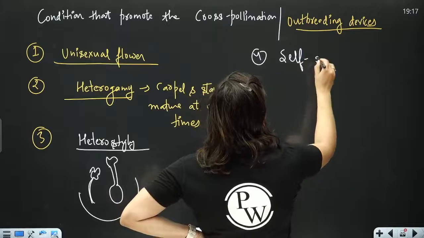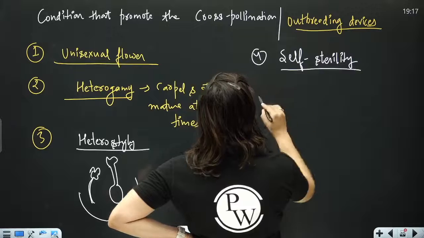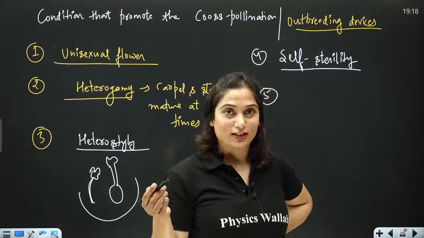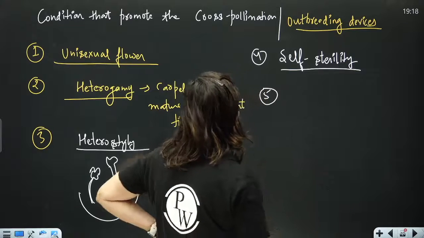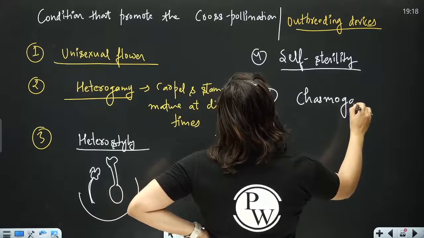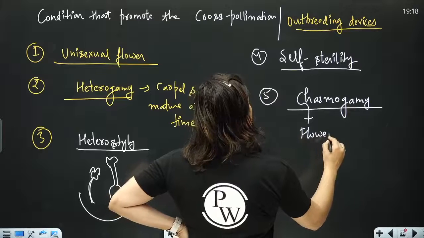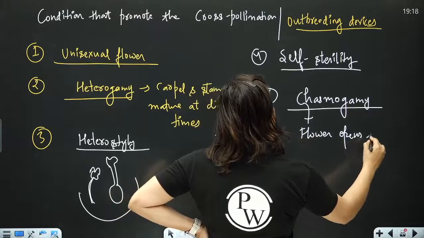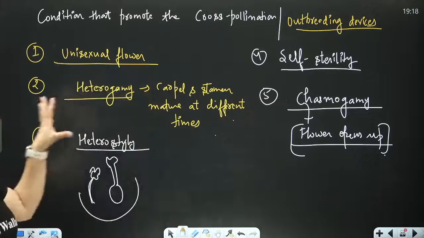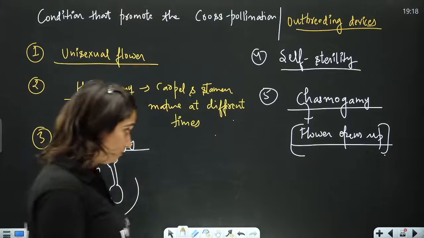Then self-sterility. In some plants, the stigma of the same flower does not recognize its own pollen grain. So it will support cross-pollination. And then chasmogamy. What is chasmogamy? When the flower opens up or blooms, then it supports cross-pollination. So these all are the outbreeding devices which support cross-pollination.